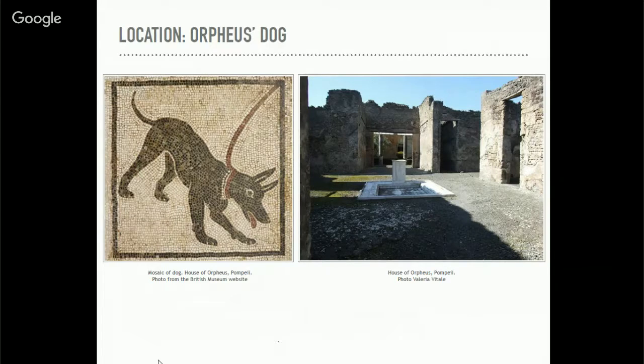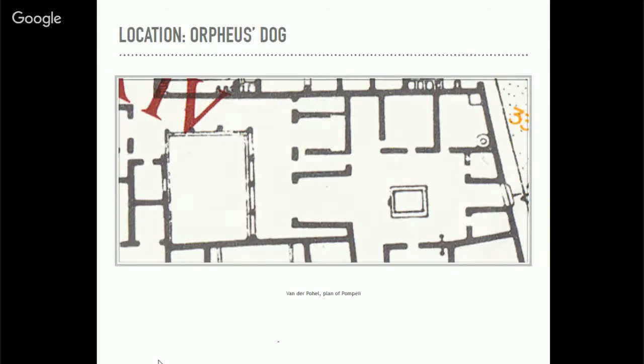As a project, I wanted to put this mosaic in context, because we said context is really important to understand how artifacts were received and used. So, I started from my map and I took measurements. I went to Pompeii, I started building my 3D model, and then I went placing my dog on the map.